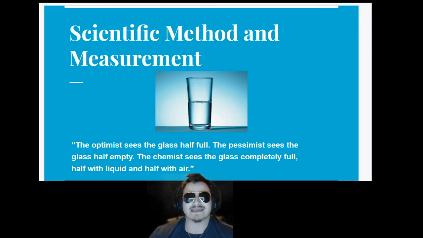We are going to be collecting data through various labs and activities for chemistry, and we need to know how to process this information, which is why we need to be able to utilize the scientific method and the measurement. But first, let's go into a few terms.